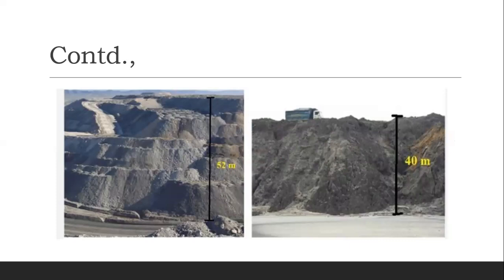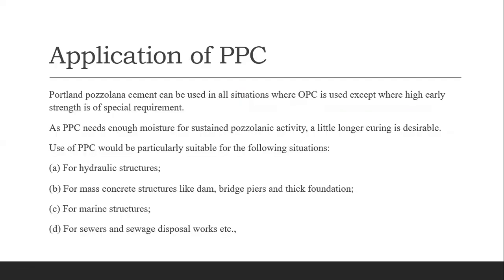Instead of dumping the fly ash in the open lands, it can be used for the production of cement, so that we can contribute something towards the sustainability of the environment. That is the reason why people have started using fly ash as one of the replacing materials for cement.